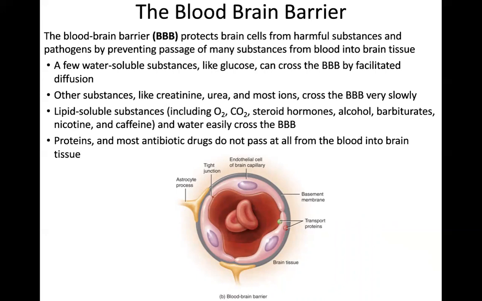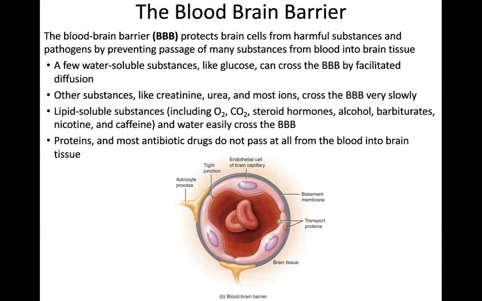Things that are lipid soluble, like oxygen, carbon dioxide, steroid hormones, alcohol, barbiturates, nicotine, and caffeine, as well as water, can easily cross the blood-brain barrier, which should be common sense. We need to get oxygen to our neurons quickly and get the CO2 out of there quickly. Hormones, kind of the same thing. We need to get them where they need to go. It also explains why alcohol can affect the way our brain works, and it doesn't take hours for alcohol to produce an effect.